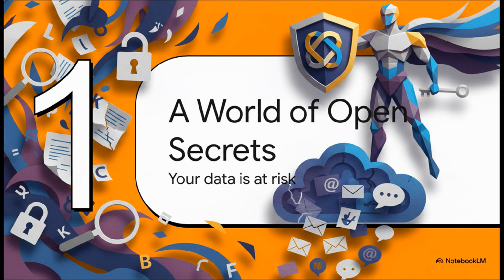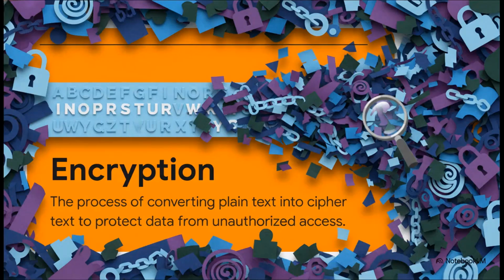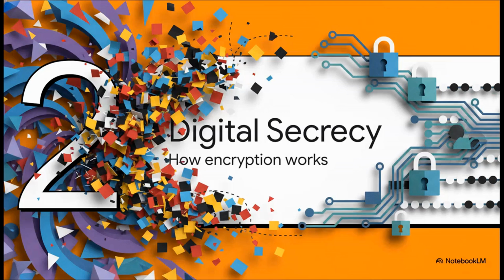It's just out there, readable by anyone who knows where to look. And that is where our hero comes into the story. And that hero is encryption. At its core, it's a really simple but incredibly powerful idea. You take information that anyone can read and you just scramble it so thoroughly that it becomes complete and utter nonsense to anyone who isn't supposed to see it. It's basically the digital version of a secret code. All right, let's talk about the art of digital secrecy.